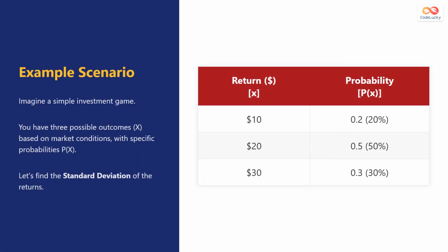Let's apply this to a real example. Imagine an investment with 3 possible returns: $10, $20, or $30. The probabilities are 20%, 50%, and 30% respectively. We want to know the risk associated with this investment.